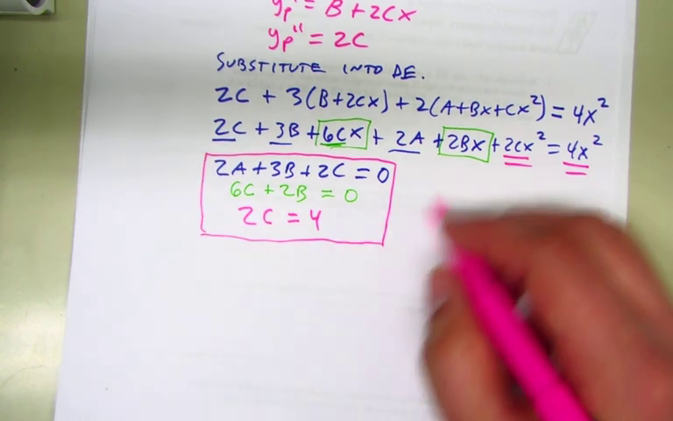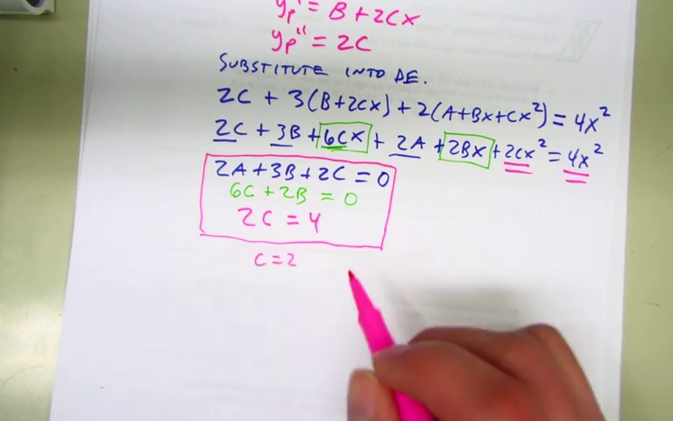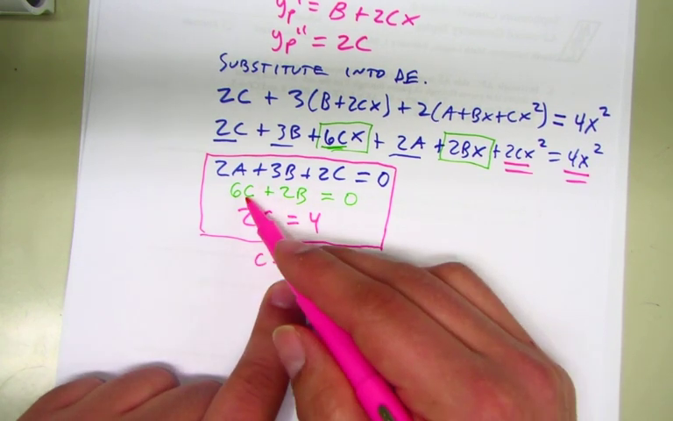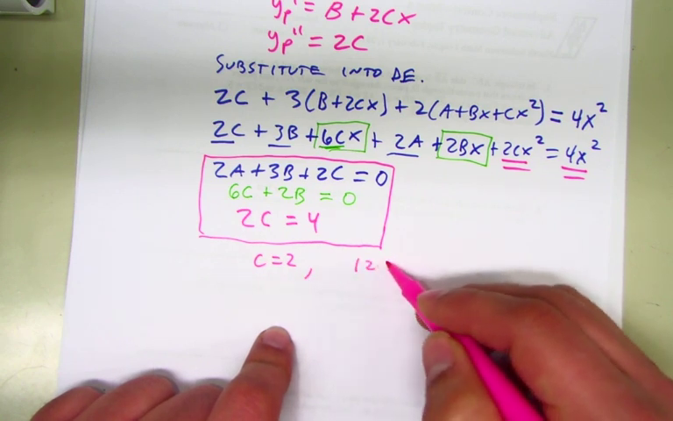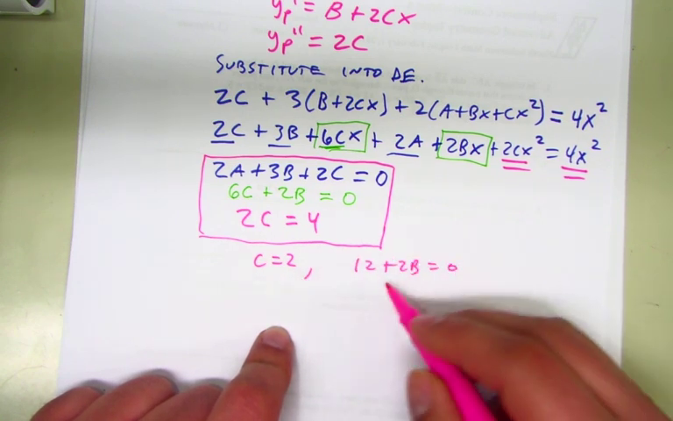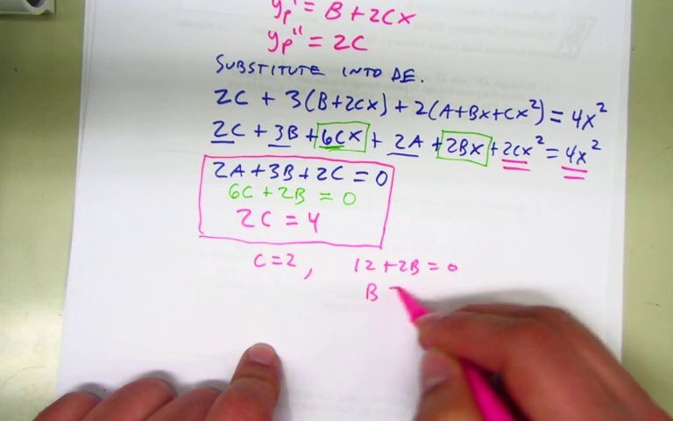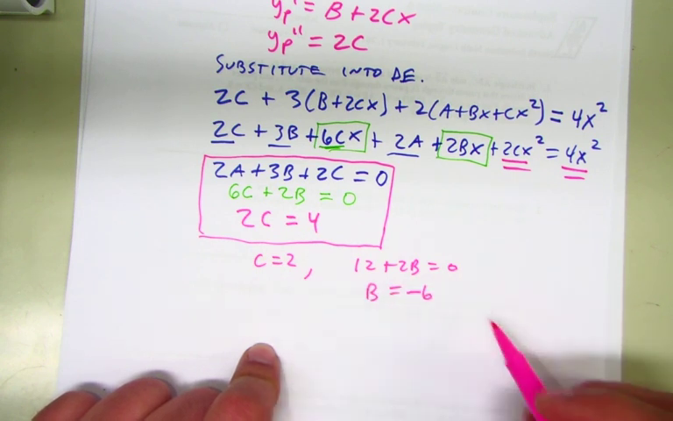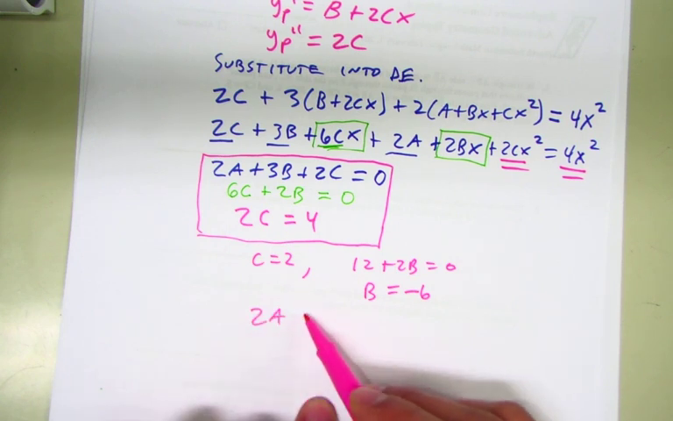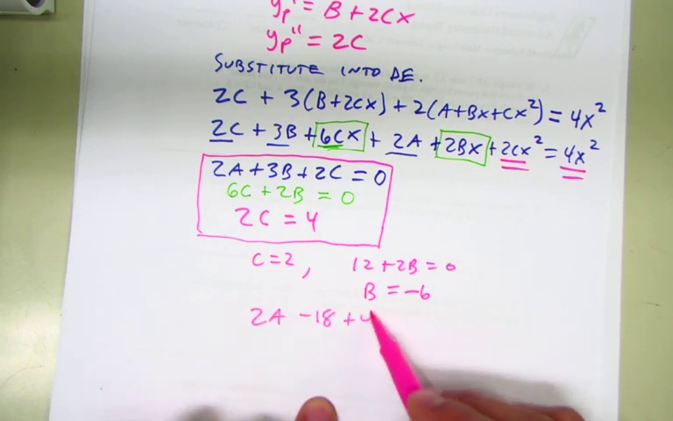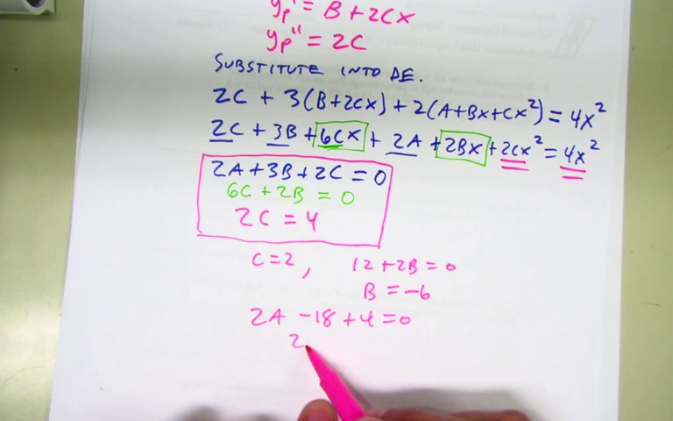C is going to be 2. And now you can plug 2 into the second equation here. So we'll have 12 plus 2b equals 0. So then we're going to get b is equal to negative 6. And then we can plug those back into the first equation. So we'll have 2a minus 18 plus 4 equals 0. So 2a is going to be 14.